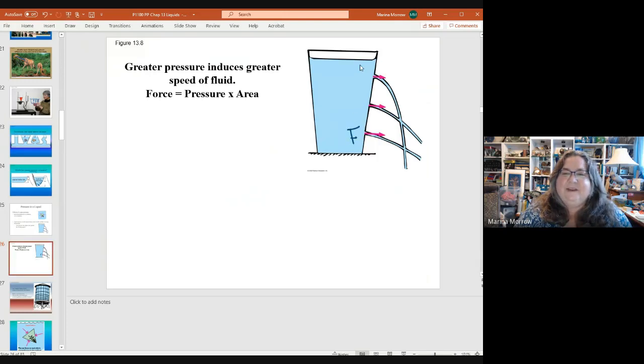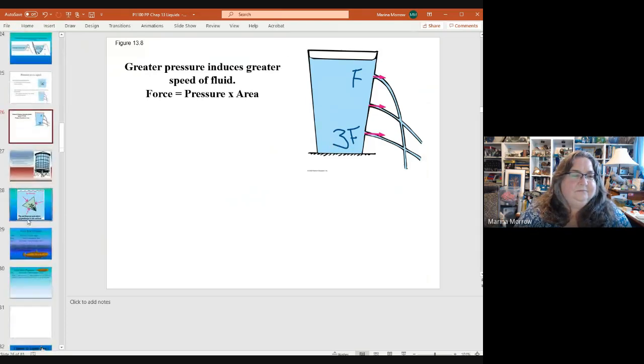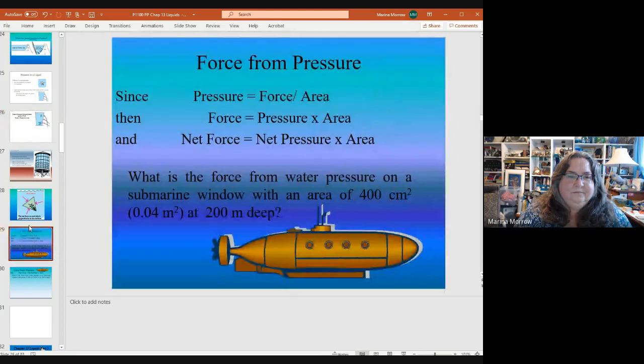as you go deeper. So from the top hole to the bottom hole, that's 1, 2, 3 times as deep. So whatever force we have here, we would expect 3 times as much force down below. So pressure is force divided by area. So force is pressure times area. And if you have net force, that's going to be the net pressure times the area.